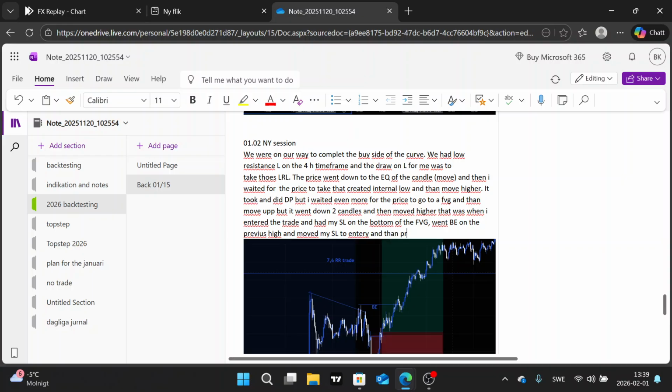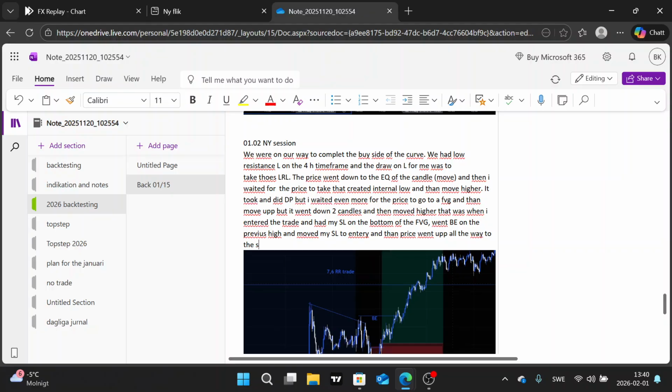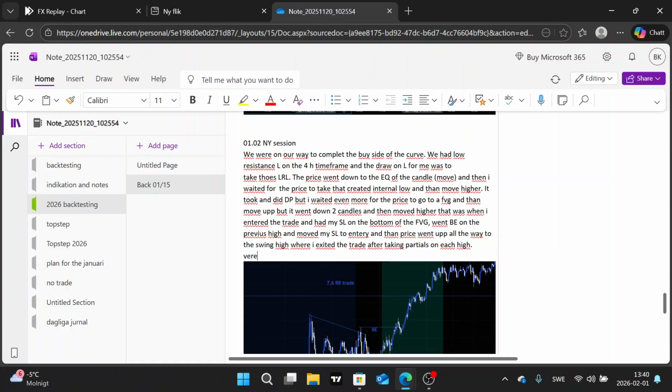Then price went up all the way to the swing high, where I exited the trade after taking partials on each high. Very good trade.